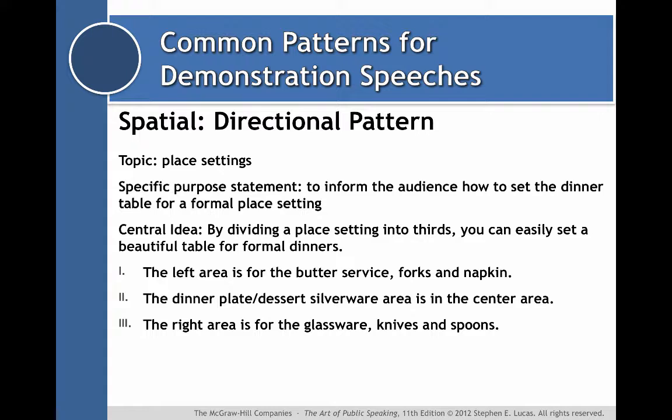It doesn't really matter which of these main points would come first, second, or third. You can mix them up and start with the right side, for instance, but it's important that the items you're talking about be in a particular place. In this case, I decided to explain how to set a formal table by dividing the place setting into thirds, right, center, and left, and then describing what to put in each area and where to put them. As I said, it's not nearly as common as chronological, but if you're discussing where things go, it's critical.